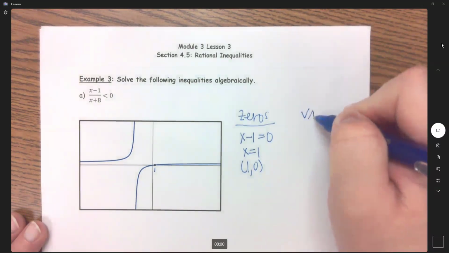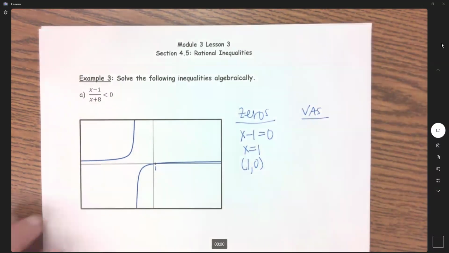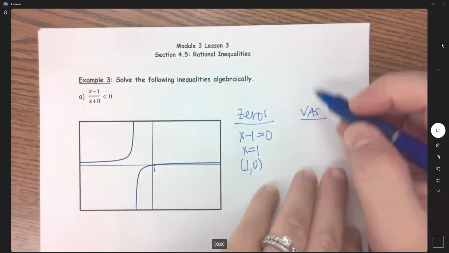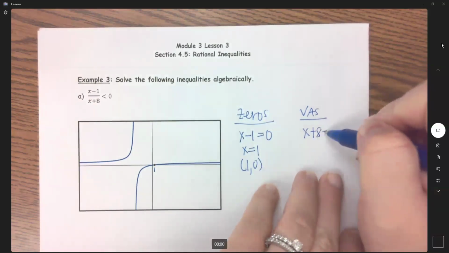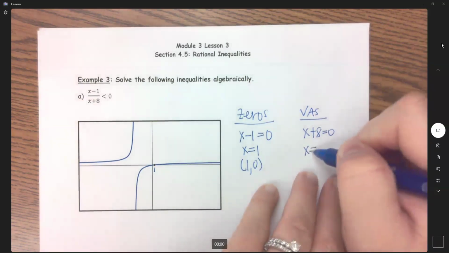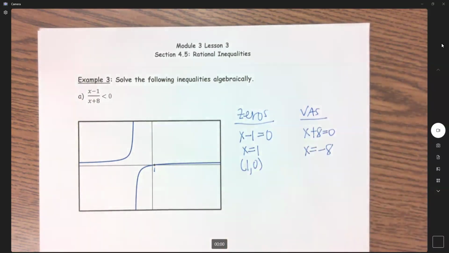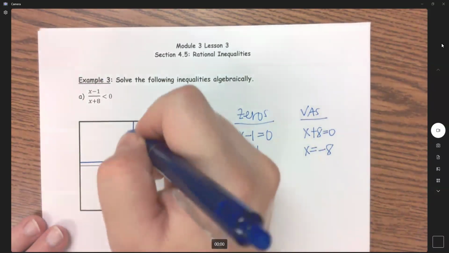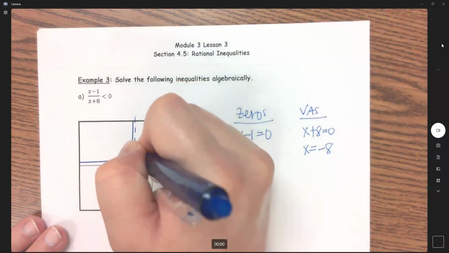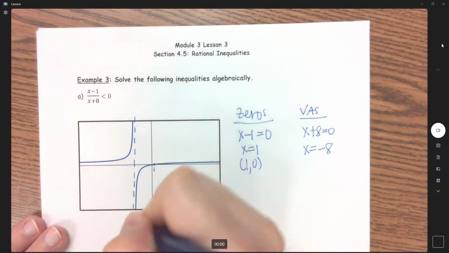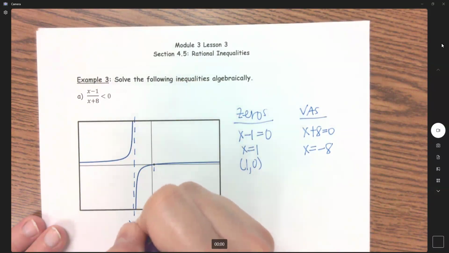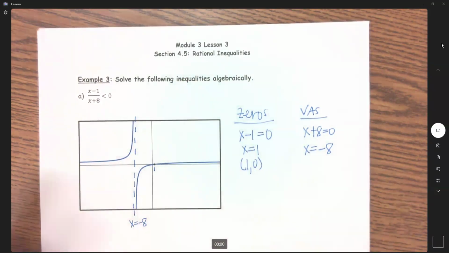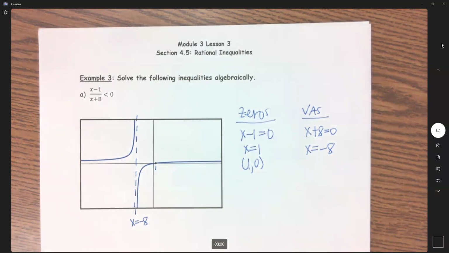Okay, now if we want to find our vertical asymptotes, we take the denominator and set it equal to 0. So we'll subtract that over, and we get x equals -8. So that is where this line right here is crossing. So I'm going to put some dashed lines here, and I will label that as x equals -8. So I have now found my key things in here algebraically.